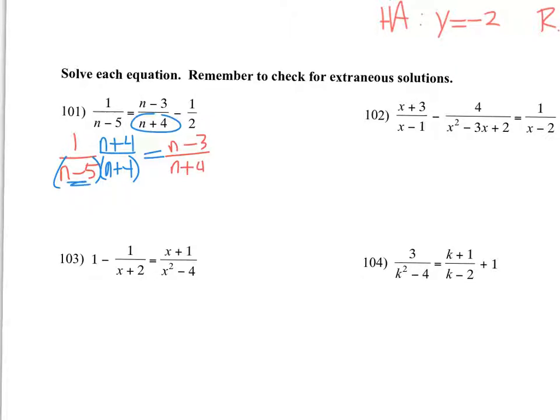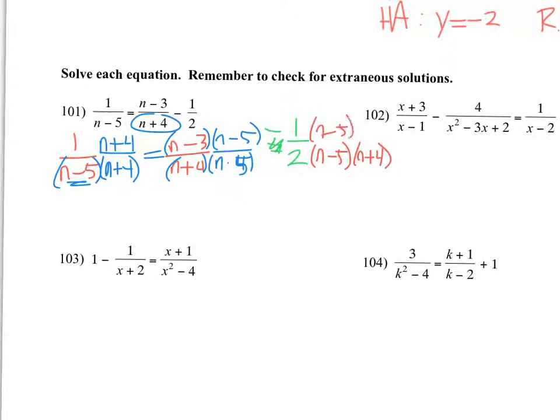To this one, I'm going to multiply n minus 5. And again, I'm not going to multiply the bottom out because I know I'm going to cancel those denominators. I will multiply that top out, though, in the next step. And then I've got minus a half. This doesn't have either denominator, so it needs both an n minus 5 and an n plus 4. And I've got to do that on the top and bottom.